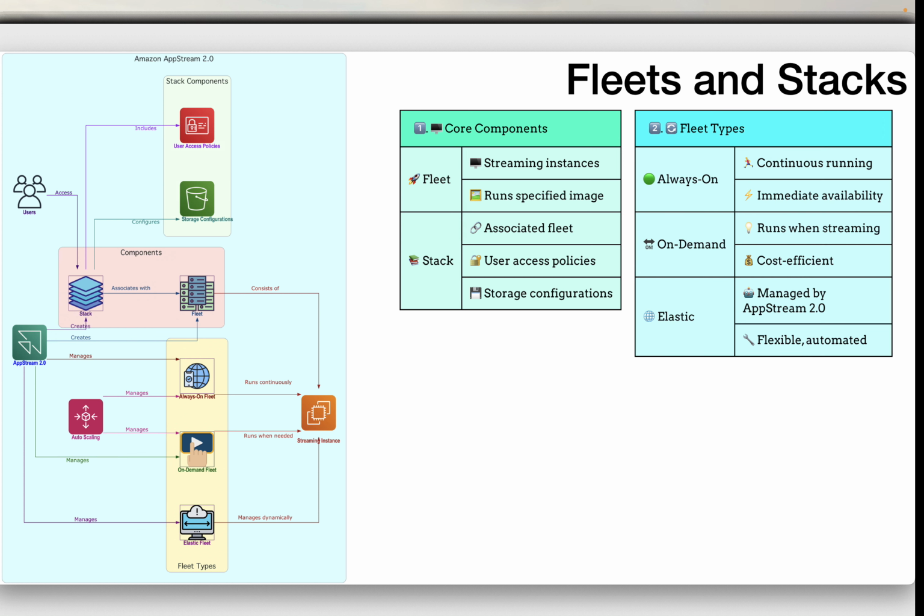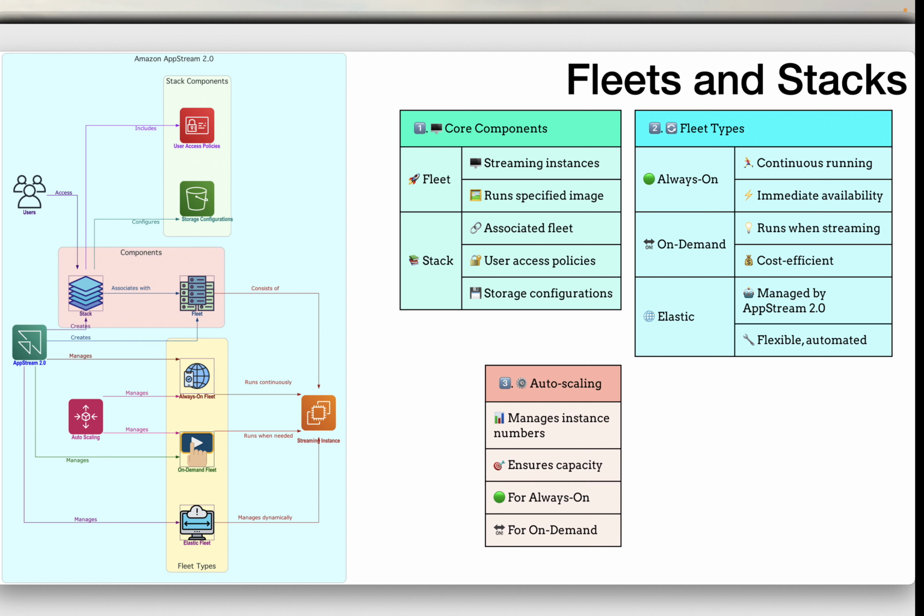Fleet types. Always on, so instances run continuously even without active users, and this is ideal for immediate availability. Then on demand, instances run only when users are streaming. This balances availability with cost efficiency. And then you have Elastic, an instance pool managed by AppStream, and this offers flexibility and automated management. In terms of auto scaling, for always on and on demand fleets, auto scaling rules manage the number of provisioned streaming instances, ensuring appropriate capacity.